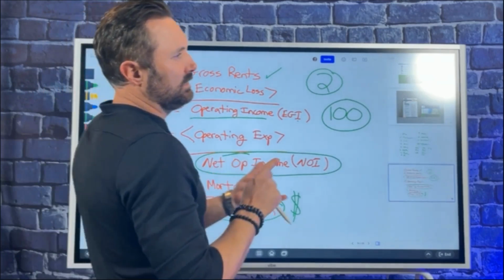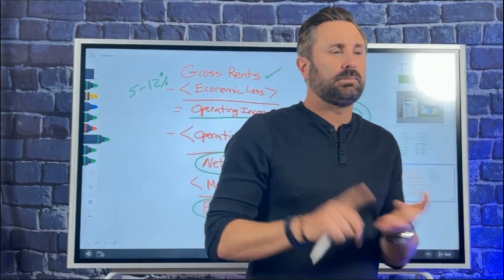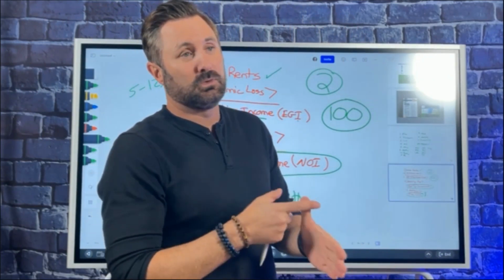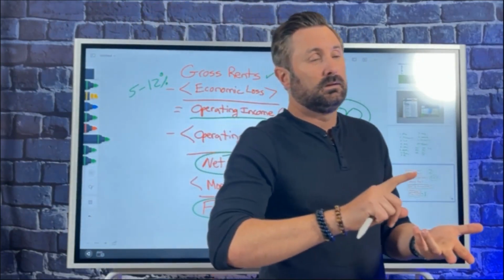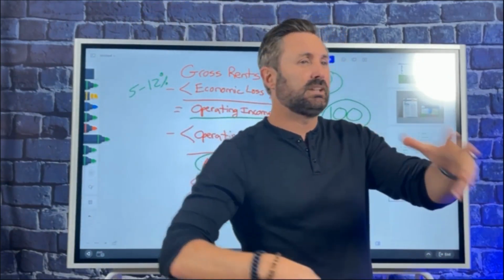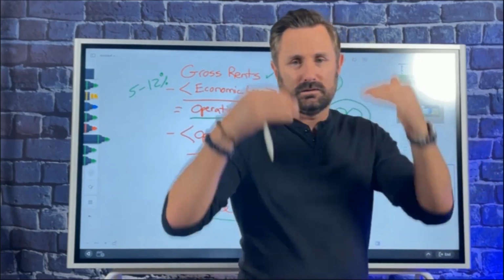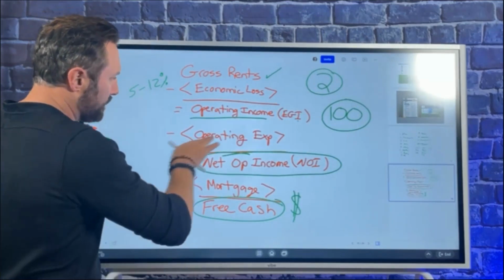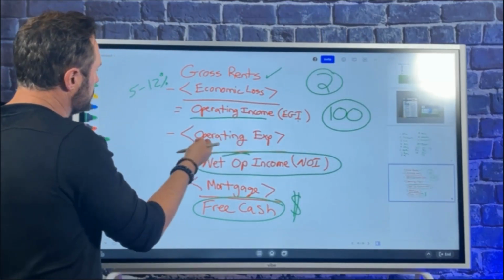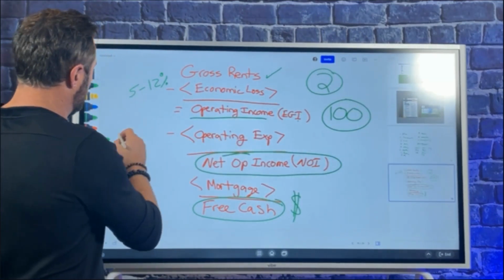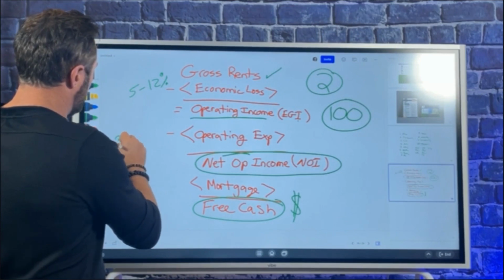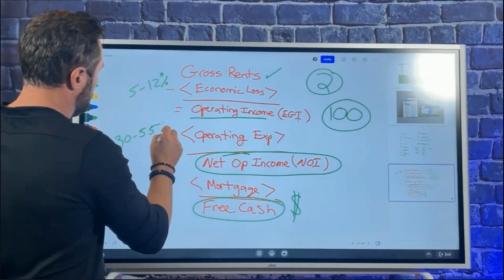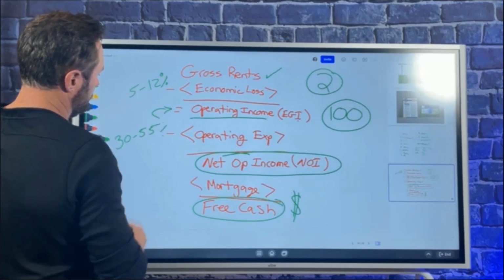This is insurance, property taxes, repairs and maintenance, property management fees, general administrative, marketing, contract services for landscaping, and on and on. There's a list that you'll see in the materials, but simply put, operating expenses normally run anywhere between 30 to 55% of this number here.